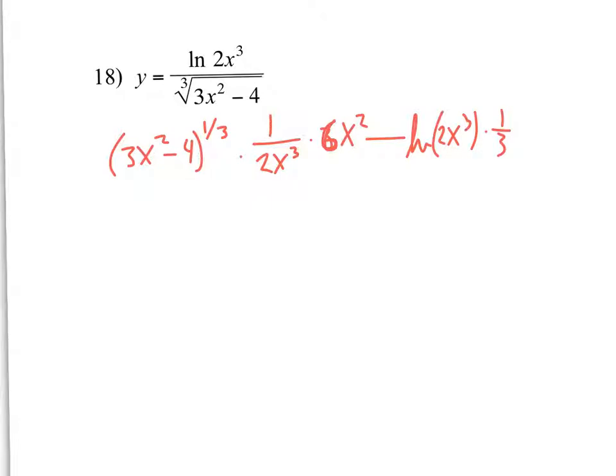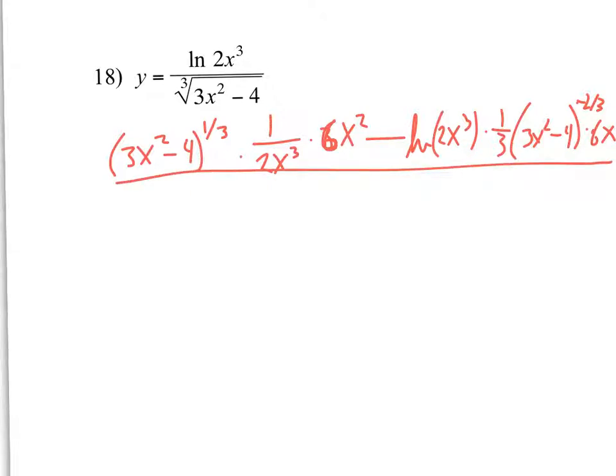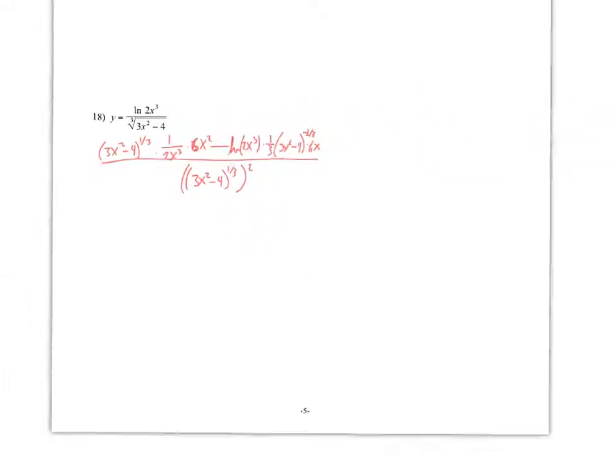Bring the 1/3 out front. We're going to have (3x squared minus 4) to the negative 2/3, and then multiply that by the derivative of the inside, which is 6x. That's going to be all over the bottom squared, which is going to be (3x squared minus 4) to the 1/3 to the 2, which would be to the 2/3 power if you were so inclined.